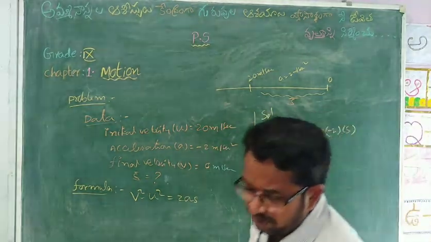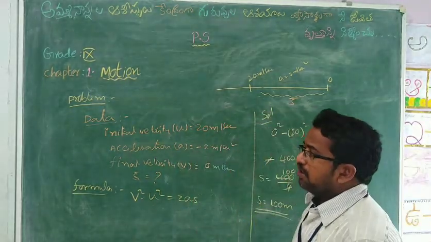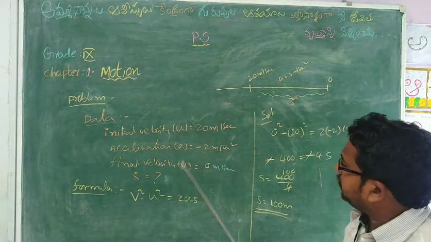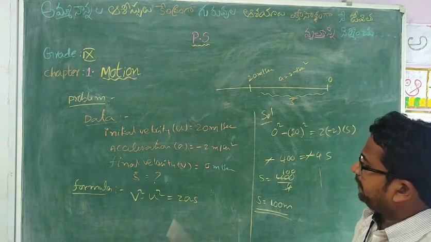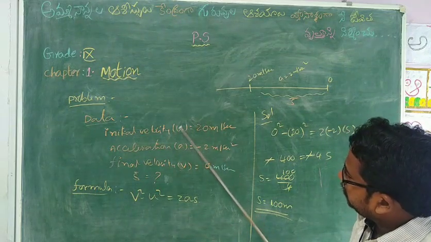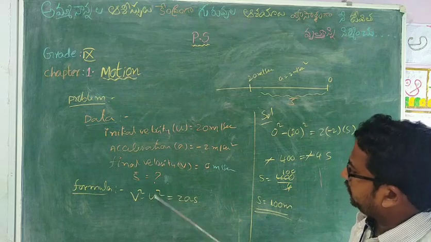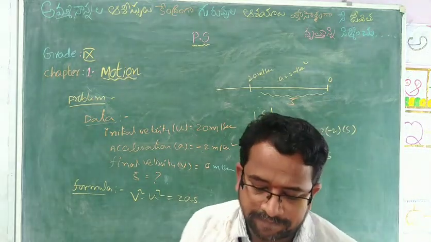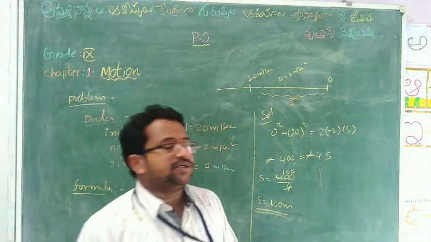So what is the important thing here? After observing the problem, we have to analyze the data. What is the data? With respect to the data, what is the relation? What is the relation among this data? Then go for the solution, simple simplification. Okay, I think you understood.